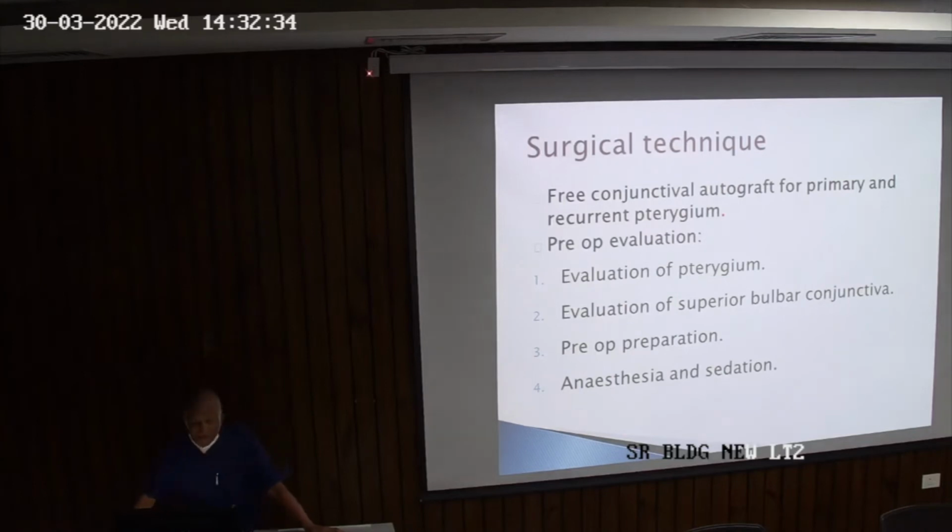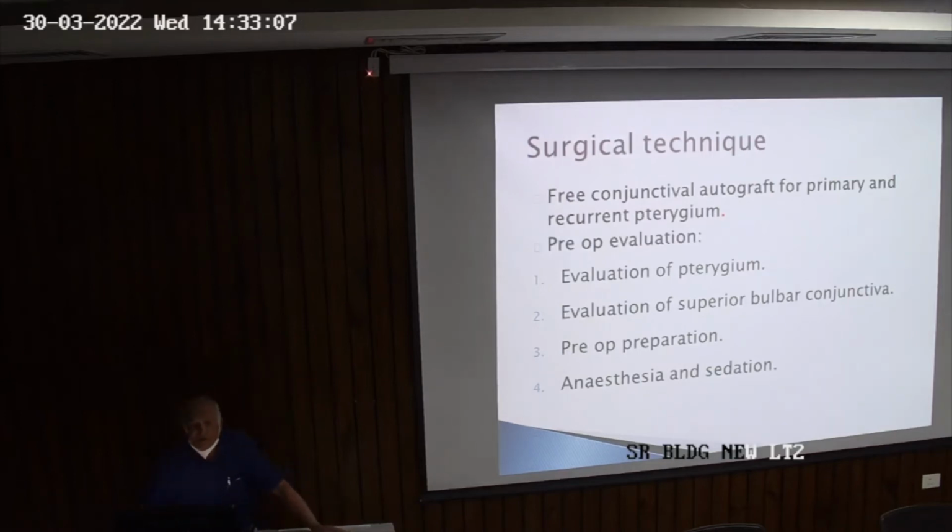Other is free conjunctival autograft, for the primary and the recurrent pterygium. Autograft, the same eye: you remove that, take the conjunctival autograft from the limbal side, having the limbal stem cells, and you implant that after removing that. That is the main part of the surgery. It has two benefits. One, we have removed the diseased conjunctiva. That has gone.